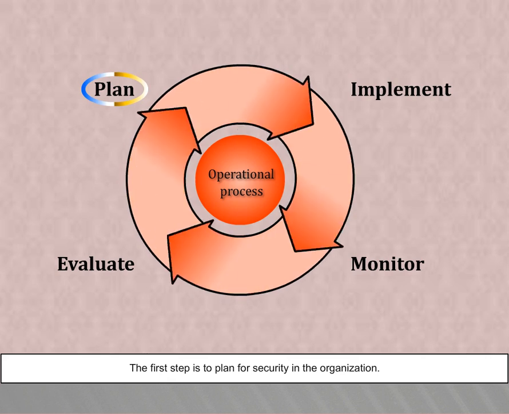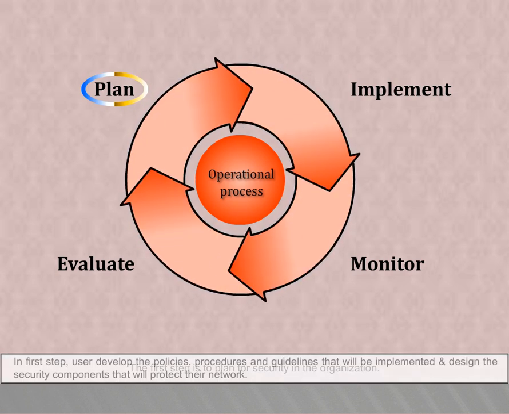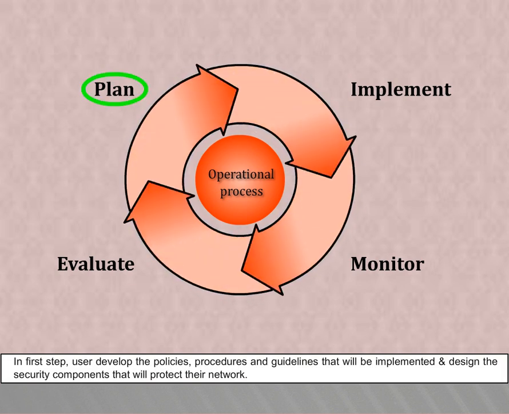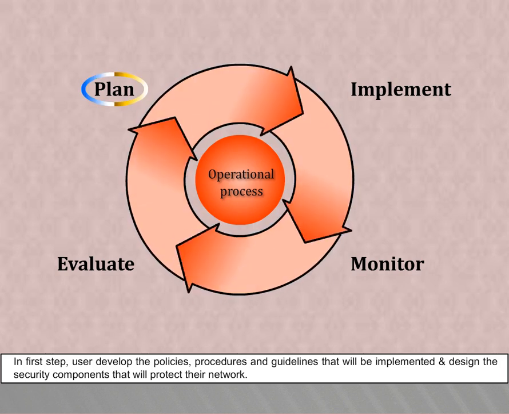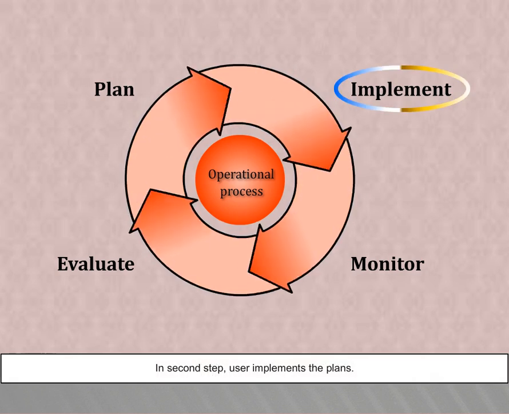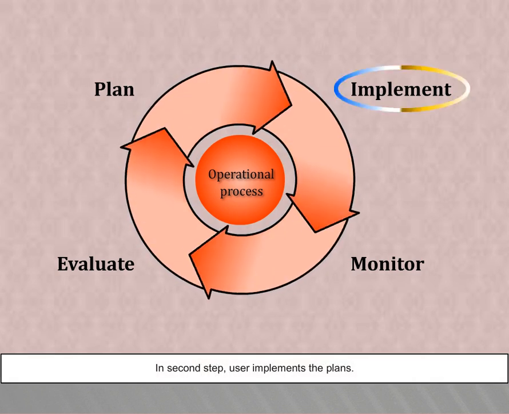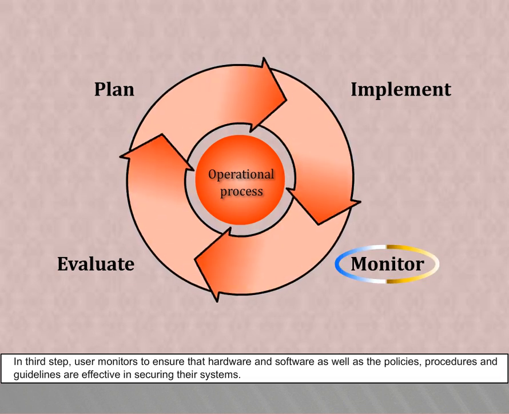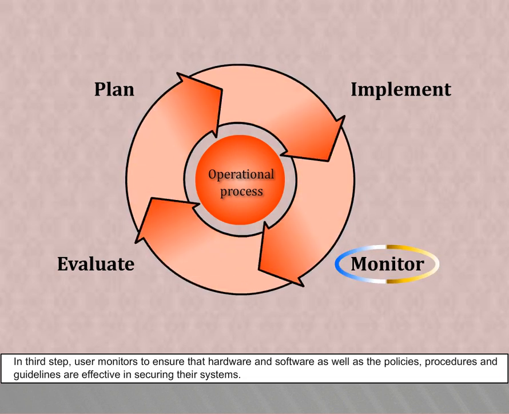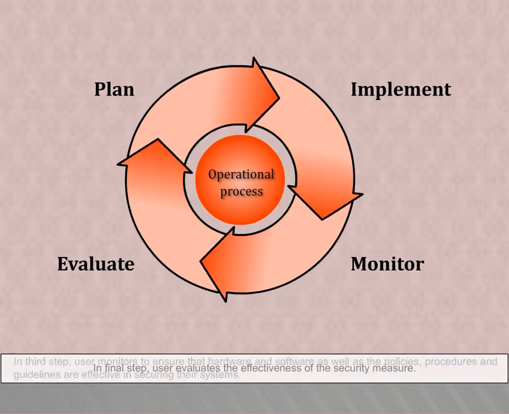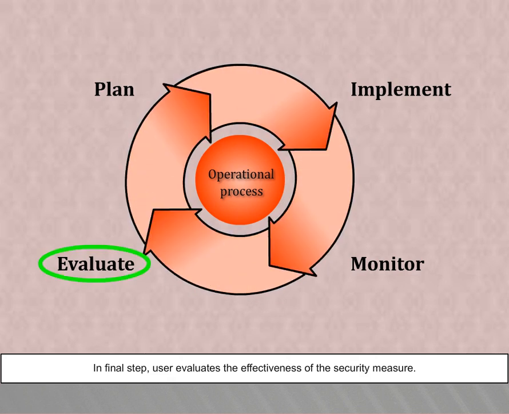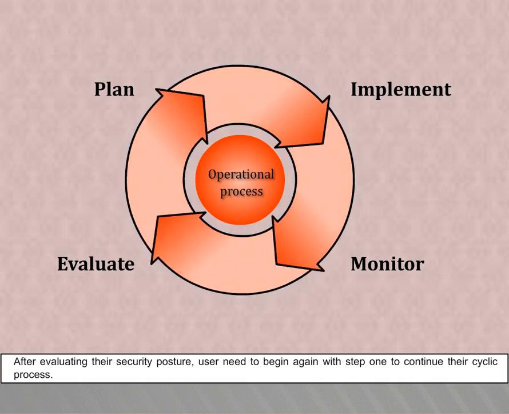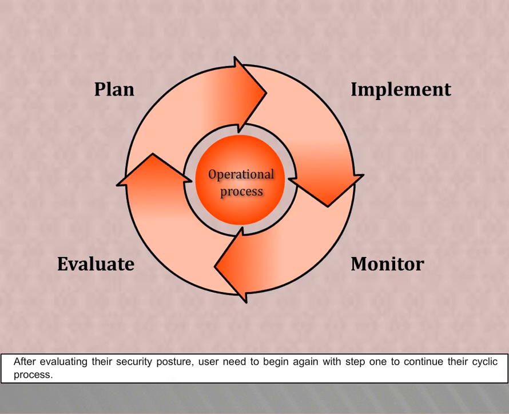The first step is to plan for security in the organization. In first step, users develop the policies, procedures, and guidelines that will be implemented and design the security components that will protect their network. In second step, user implements the plans. In third step, user monitors to ensure that both hardware and software as well as the policies, procedures, and guidelines are effective in securing their systems. In final step, user evaluates the effectiveness of the security measure. After evaluating their security posture, user need to begin again with step 1 to continue their cyclic process.